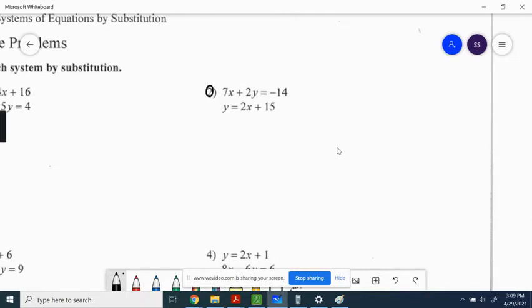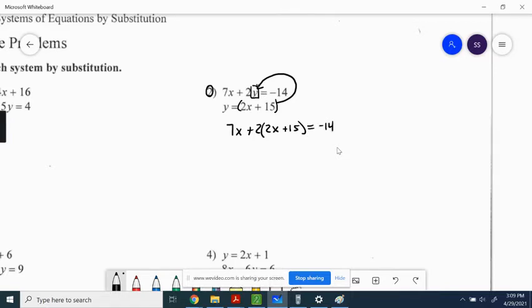So how you want to look at this is one of the variables is solved for. We have y is equal to 2x plus 15. So what I'm going to do is plug it into the top equation for this y. I'm going to rewrite the top equation, 7x plus 2 times y, but I'm not going to write y. I'm going to write this expression that's equivalent to y, so this is where the 2x plus 15 goes. This is all equal to negative 14.